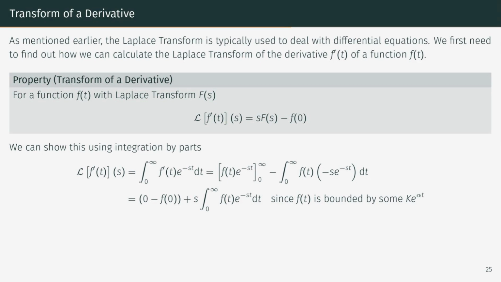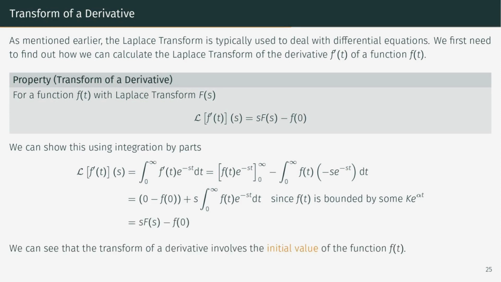This equals 0 minus f of 0 plus s times the integral of f of t e to the negative st dt from 0 to infinity, since f of t is bounded by some k e to the alpha t, where alpha is just some real constant. This then equals s F of s minus f of 0. Therefore, we can see that the transform of a derivative involves the initial value of the function f of t.